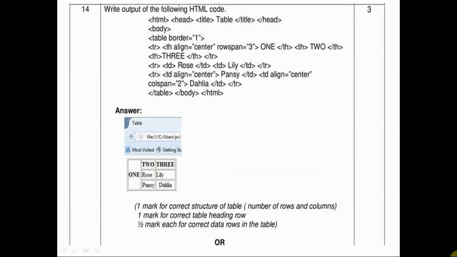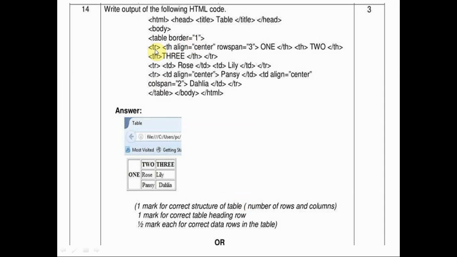Next, question number 14 says write the output of the following HTML code. We have to simply write the output. What will be the output of this code? The code is written as HTML, head, title, table, title close. So here we can see the title will be table, head close, body closed, then comes table border. Here table border is equal to 1, means the table border will be of size one.